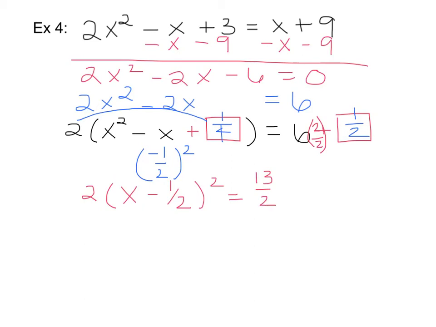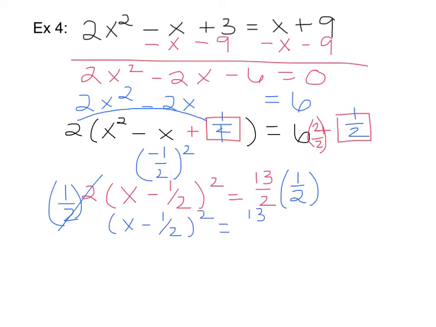Now, to get rid of my 2 in front, normally we divide, but since I already have a fraction on the other side, I'm going to just multiply by the reciprocal, which does the same thing. But it just makes it easier over here for my fraction. So I'm left with x minus 1/2 quantity squared. 13 times 1 is 13. 2 times 2 is 4.